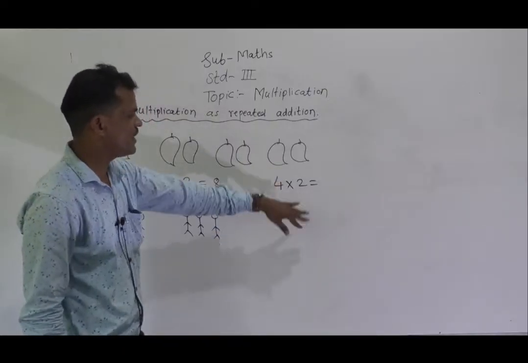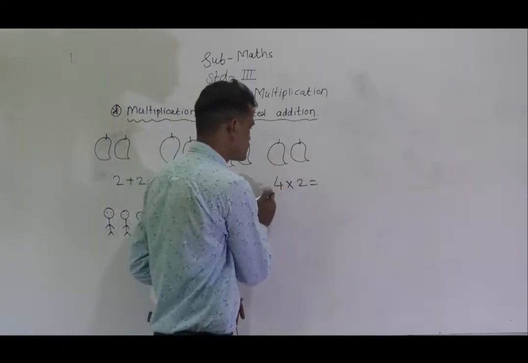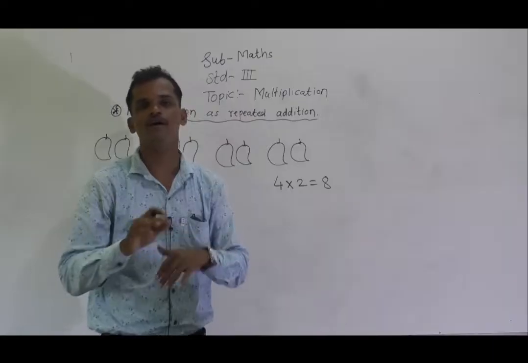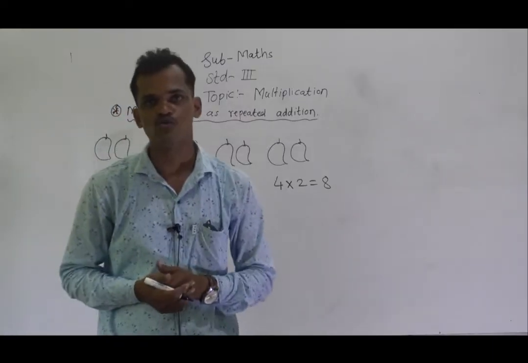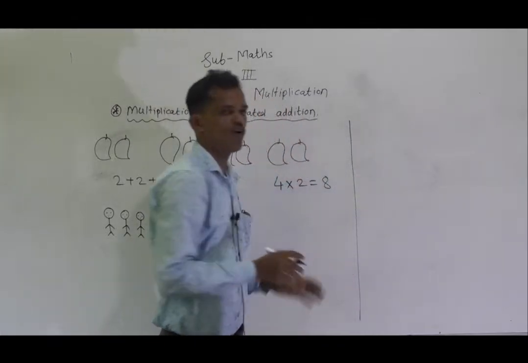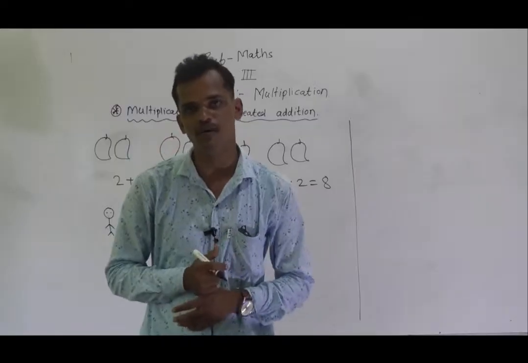Okay, so we can find out the answer directly by using multiplication. 4 2s are 8. So it is the simple way to add the same number many times. Okay, while adding the same number more than one time, we can use multiplication.